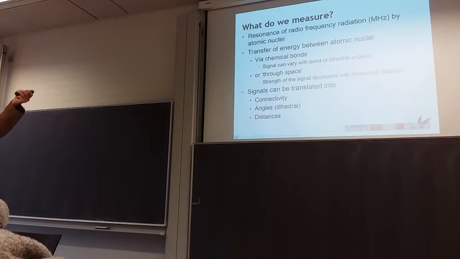The trick is that some atomic nuclei have what's called in quantum physics a spin, and the spin is magnetic. If you put that in a magnetic field, there's an energy difference between the different states. Depending on which nucleus you're looking at, it's 2, 3, 4, 5 different states. The ones that we're looking at have two different states.